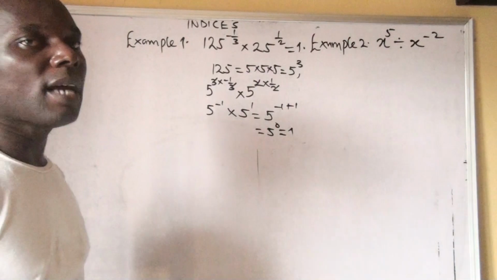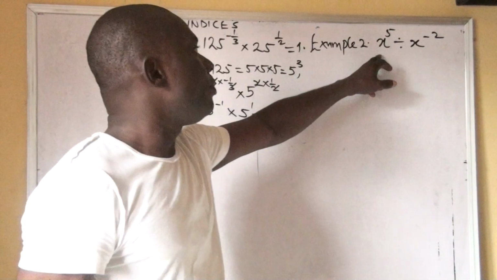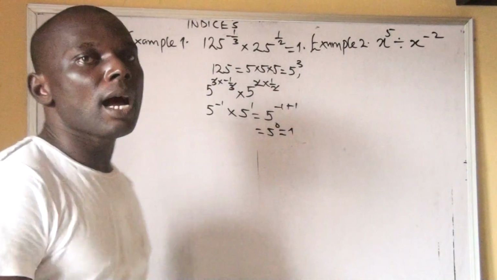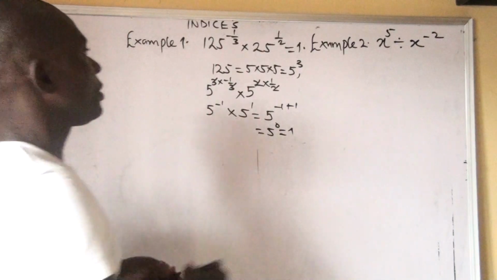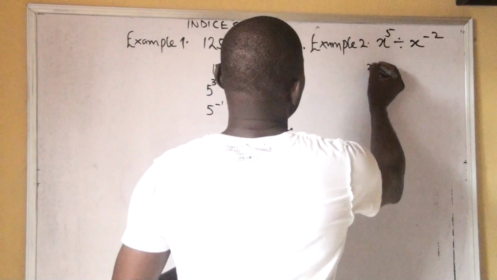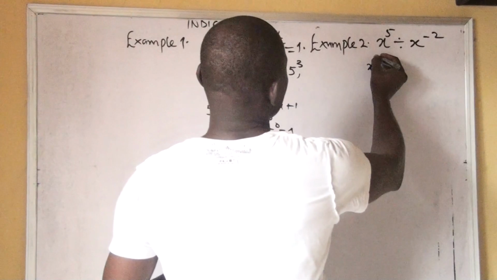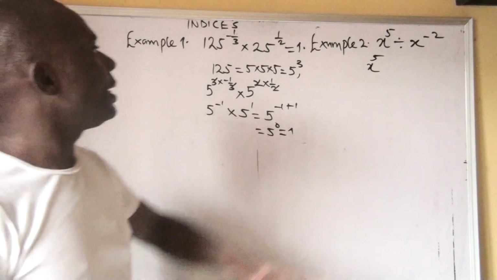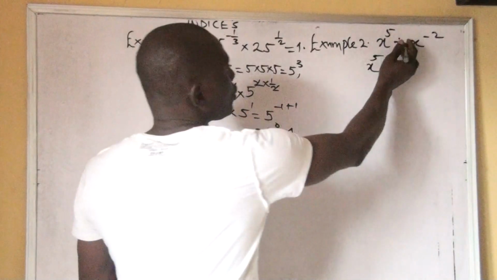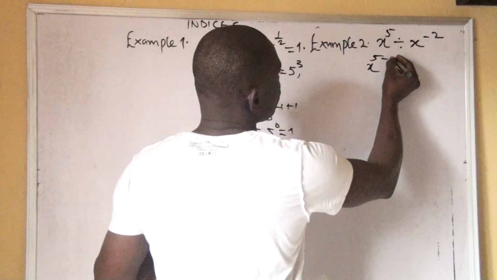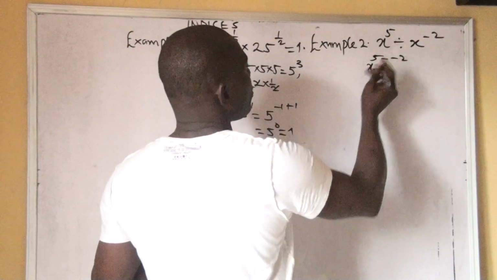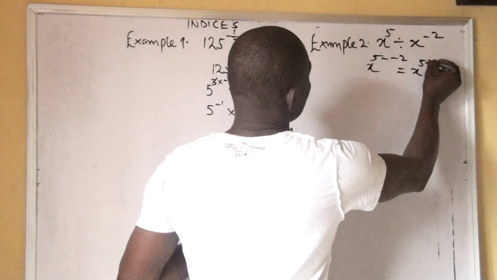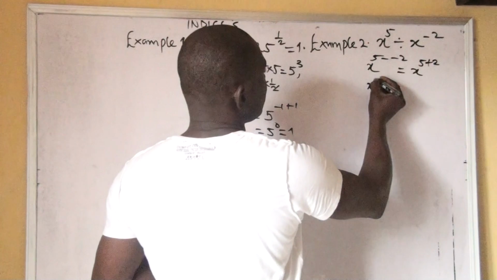Here it is very straightforward. The bases are the same. You identify the base first, they are the same, and the sign here is division. The rule says that if the bases are the same and the sign is division, you subtract the powers. So the power here is 5, and because of the division sign, you say minus, and this one is minus 2. So minus minus here becomes plus. So here we have s raised to power 5 plus 2, so s raised to power 7.